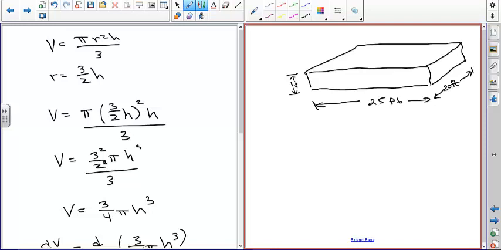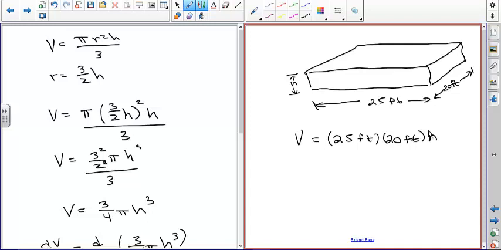So let me ask somebody. Mark, what is the volume of that pool? Yeah. So the volume of the pool is just height times width times length, or whatever the 3 dimensions are. So in our case, volume is equal to 25 feet times 20 feet times h. So that's our geometric relationship, which is pretty easy.